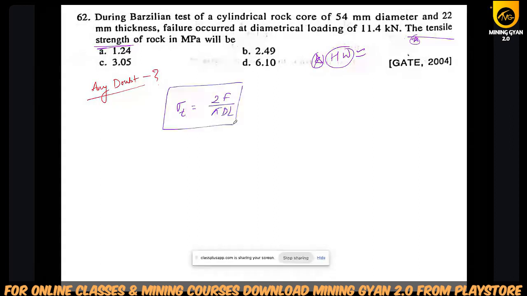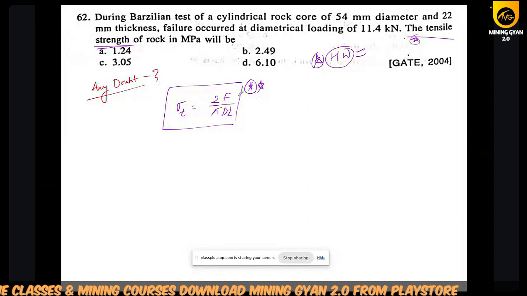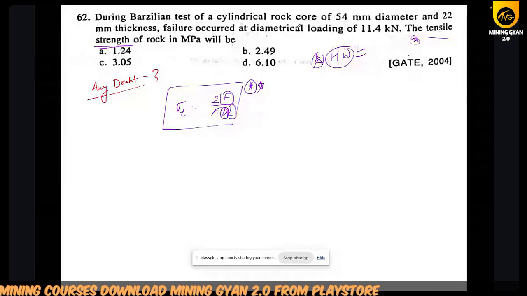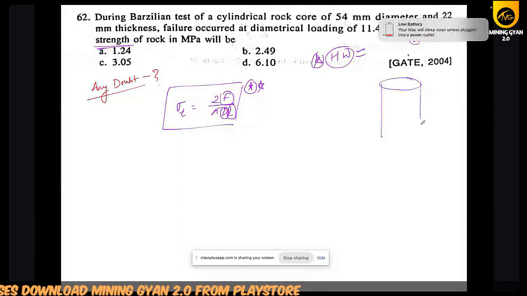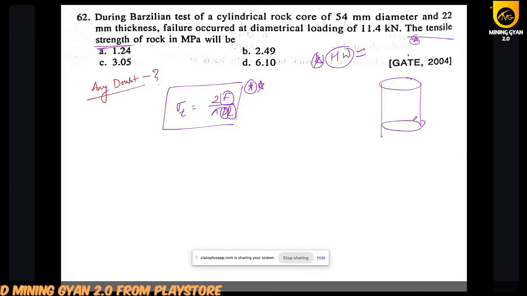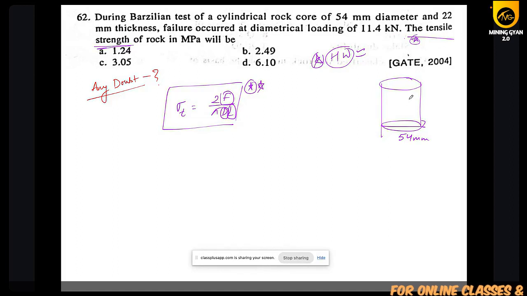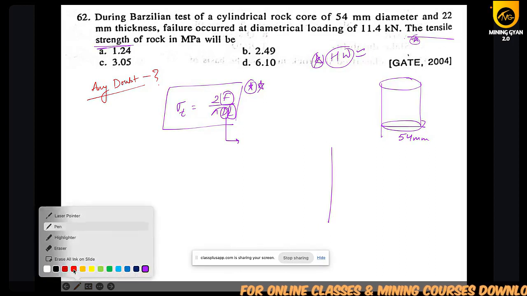है ना, हमने बहुत बार रटा इस फॉर्मूले को, है ना. So 2F by pi dl. Now what you need: force, you need D, you need L. Okay. So the Brazilian test, the cylinder. So this is your cylinder, and if the diameter is 54 mm and thickness of the cylinder rock, I'm writing here what he has given us.